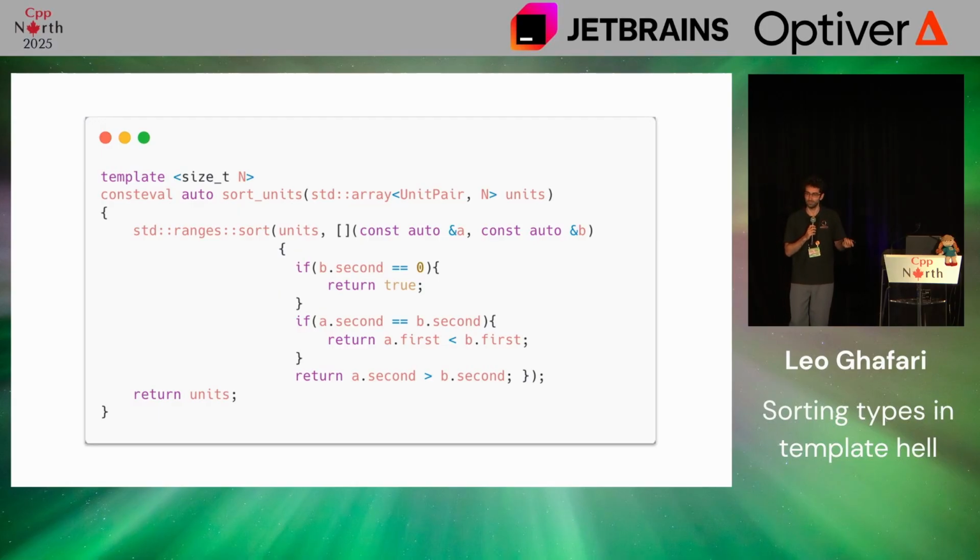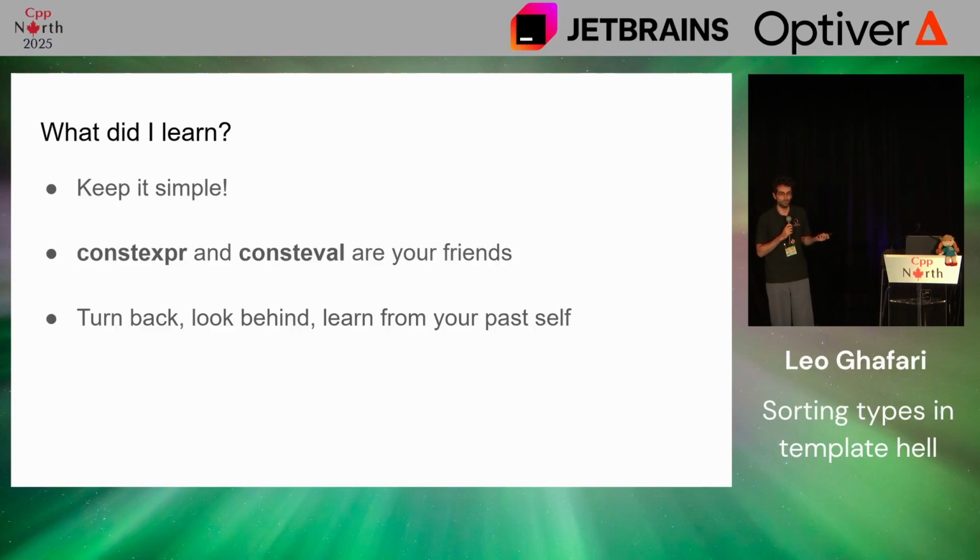So that's nice, that's fun, but what did I learn? The first thing is keep it simple. Make assumptions, you don't need to build the most generic code ever. Making simple things is going to be simpler, more maintainable, it's easier. The second thing is constexpr and consteval are your friends. They are great, use them.